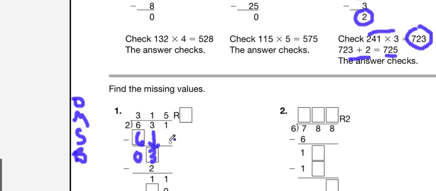Okay. So now let's take a look. What is 3 divided by 2? How many 2's fit into 3? Well, 2, 4. Oh, that's too many. So just 1. So multiply. 1 times 2 is 2. Then I subtract. 3 take away 2 is 1. And then I bring down my last 1.